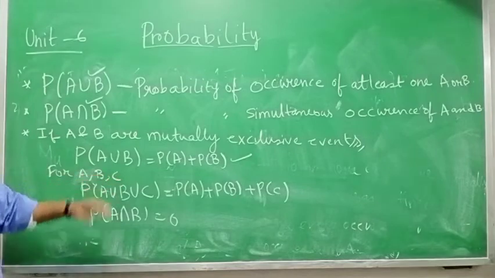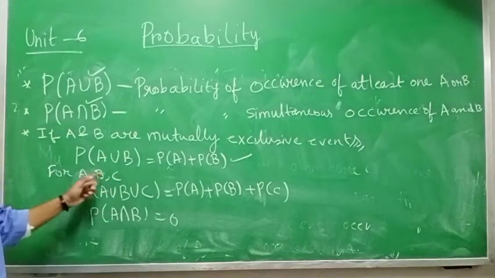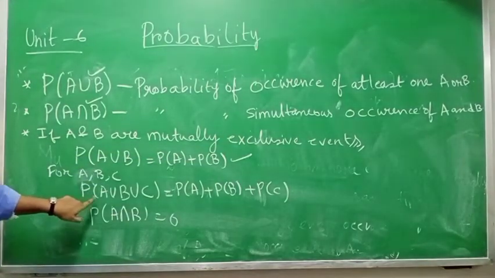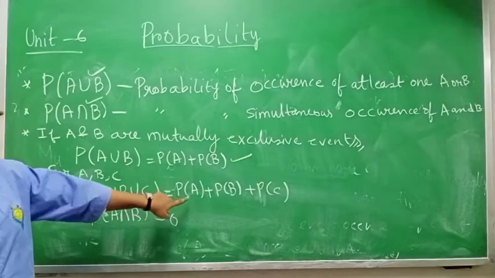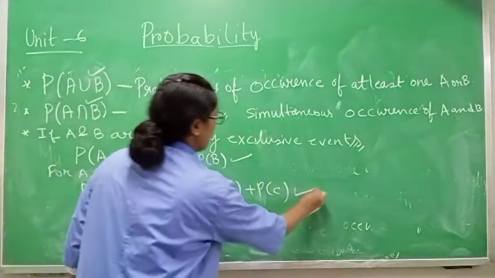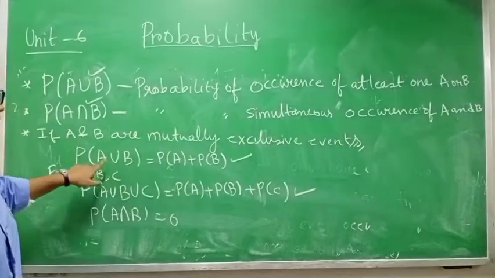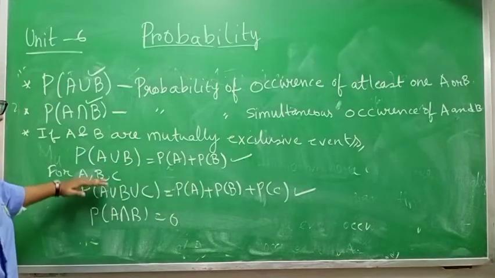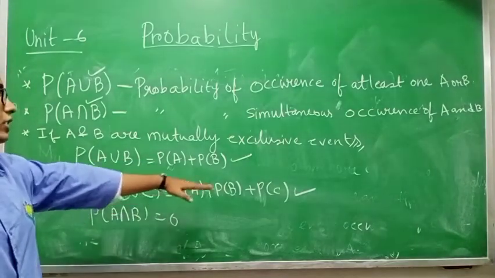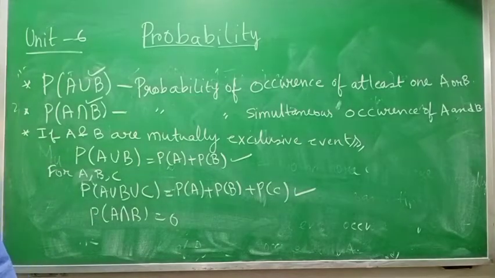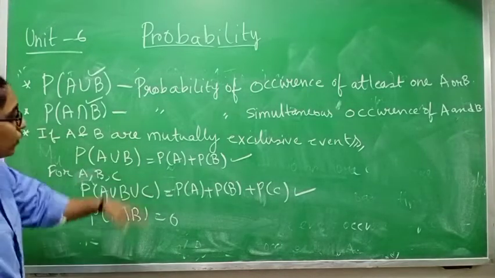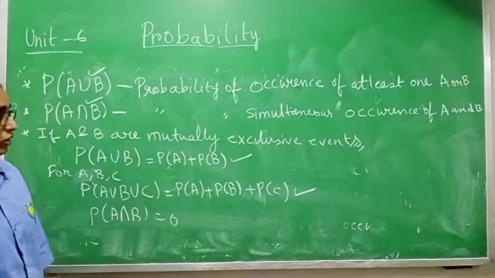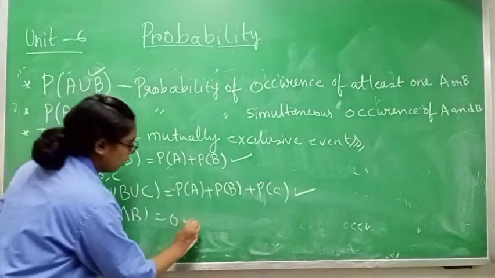Now for A, B, C, how many events do we have? Three events, A, B and C. If they are mutually exclusive events, we can write P(A union B union C) equals P(A) plus P(B) plus P(C). It means if they are mutually exclusive, then union will convert to plus, and probability will go with both. And if they are mutually exclusive, at that time probability of A intersection B equals 0. Learn all this, okay?